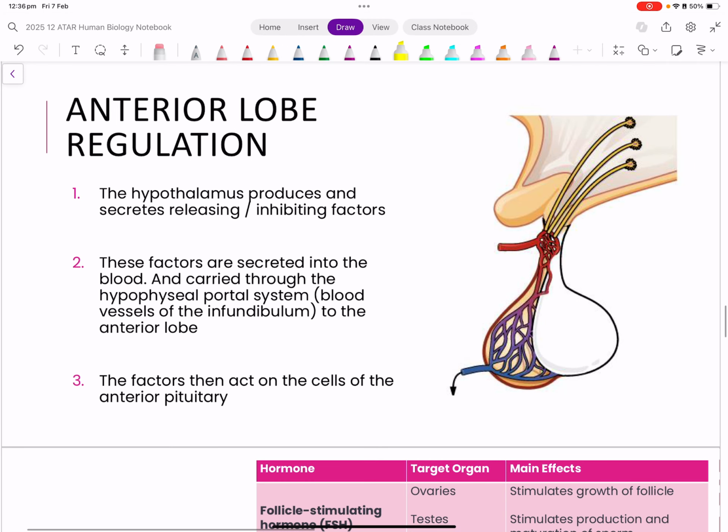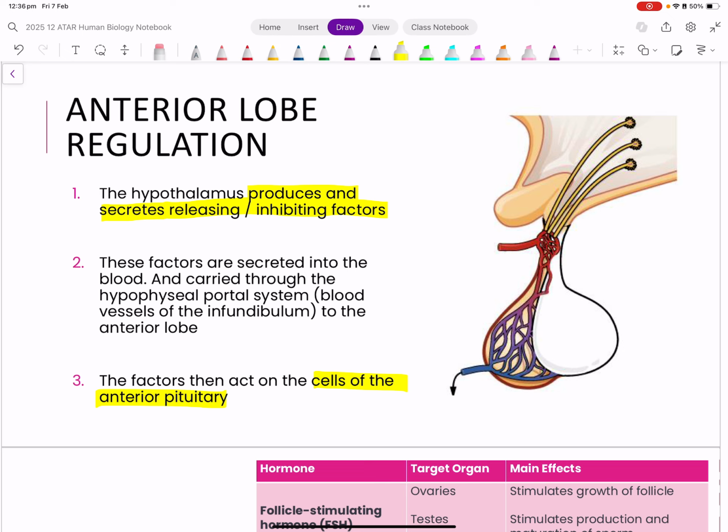But if you're paying attention, you'll notice that this hypophyseal portal system does connect into the hypothalamus. And it's the hypothalamus again which controls the anterior lobe by producing and secreting the releasing and inhibiting factors. These factors are secreted into the blood, they carry through that portal system, and eventually they make it to the anterior lobe. This is not the hormone, however. This is simply another hormone, or in this case what we will refer to them as releasing and inhibiting factors, which tells the cells of the anterior pituitary it is time to start secreting some particular hormones.